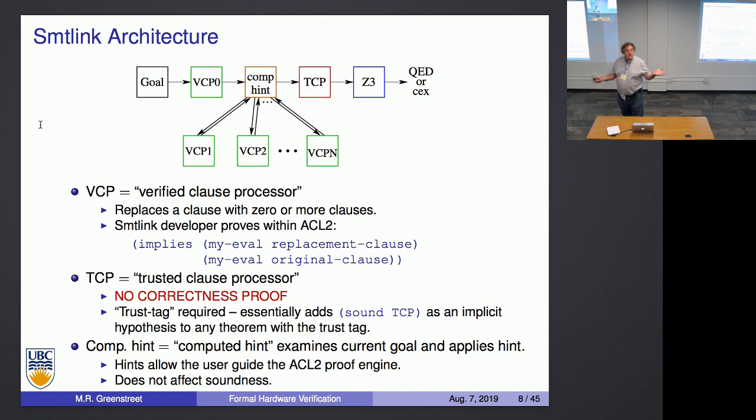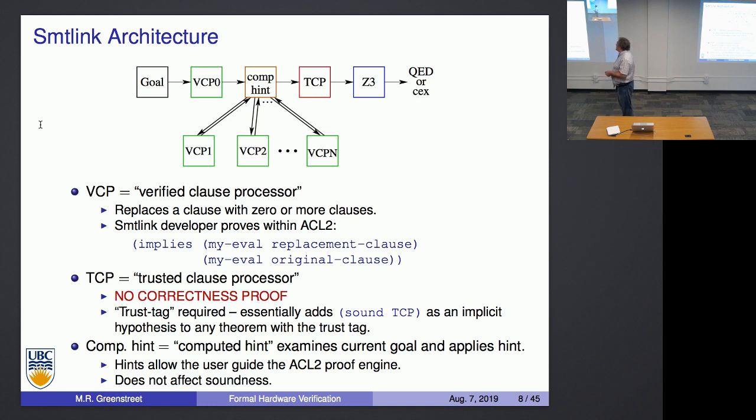So a computed hint can do anything. It can make any hint it likes, and we don't affect the soundness of the argument. Of course, if you give stupid hints, you can cause the theorem prover to never prove it, but you can never cause a soundness issue. And then the clause processor: we can have these verified clause processors, which is what we use for the most part, which replaces a clause with zero or more other clauses.